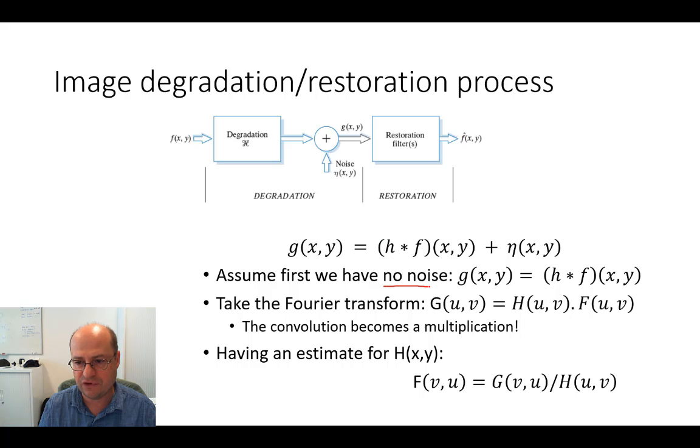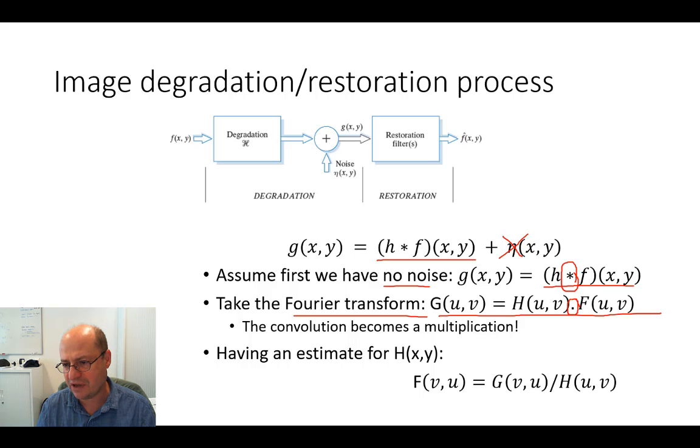Okay, so let's assume that we have no noise. So this term goes away, and we end up with only this part of the model. Now, if we take the Fourier transform, we end up in the frequency space where a convolution becomes a multiplication. This is explained in the chapter that I skipped. So if you want to know the derivation from here to that, read, I think it's chapter 4 of the book. Let me just make sure. Yep, chapter 4.